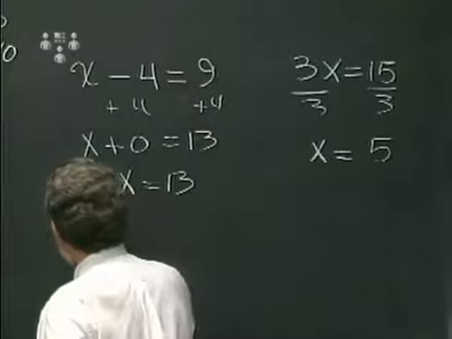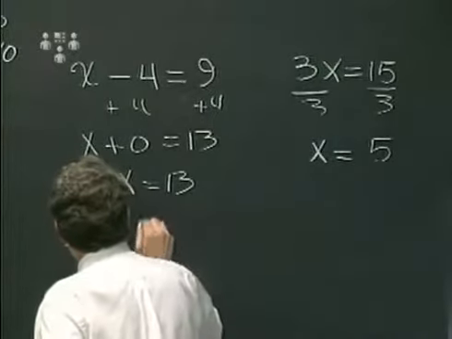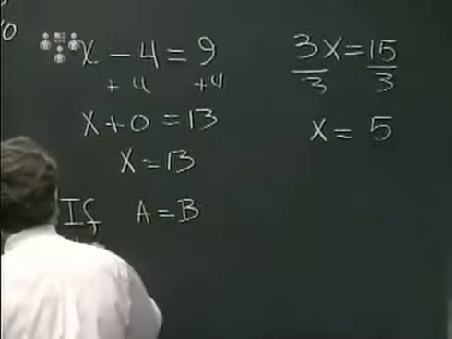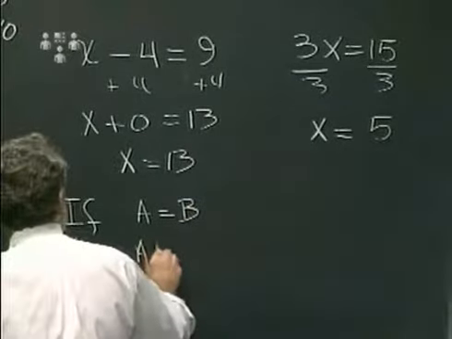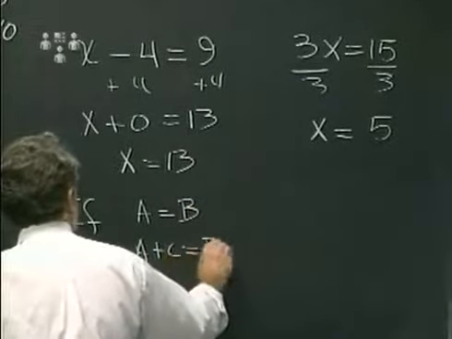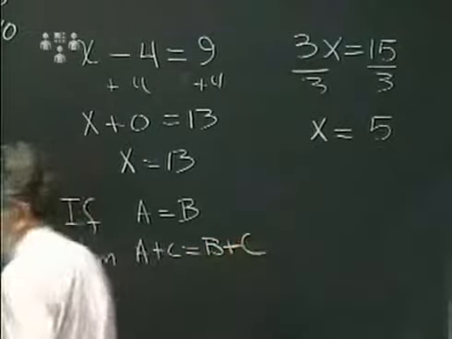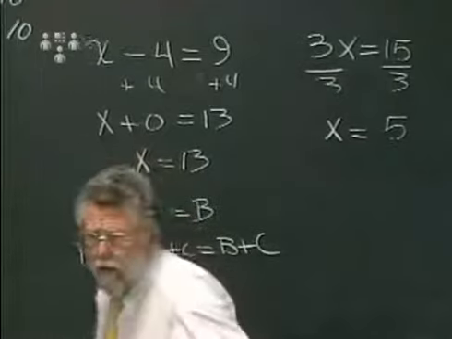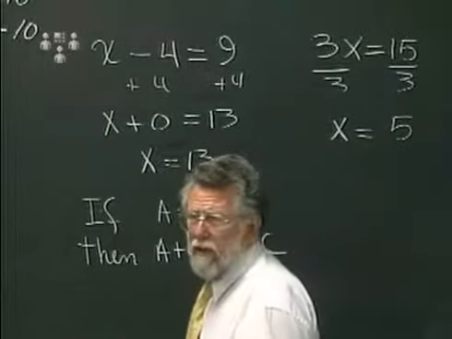If A is equal to B, then A plus C is equal to B plus C. Now, that is a property of equality. We talked about properties of the real numbers, correct?